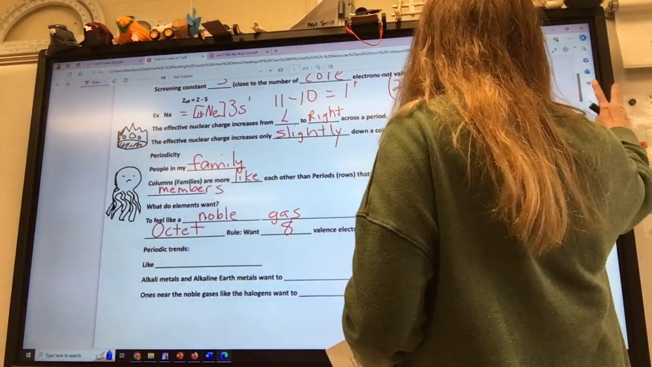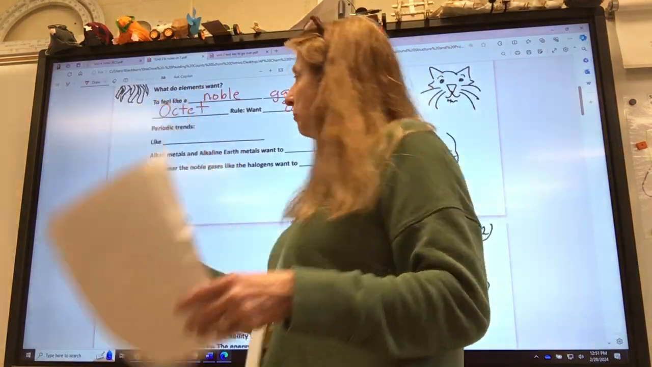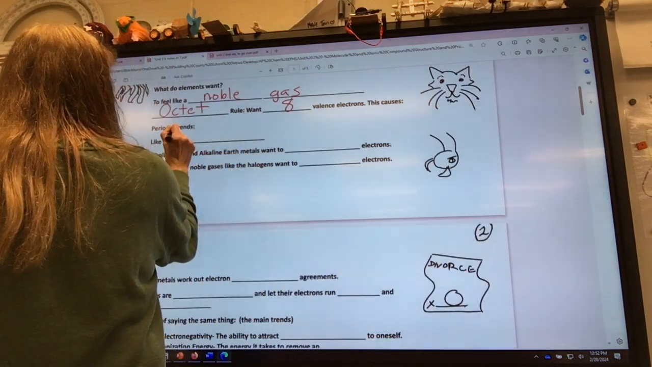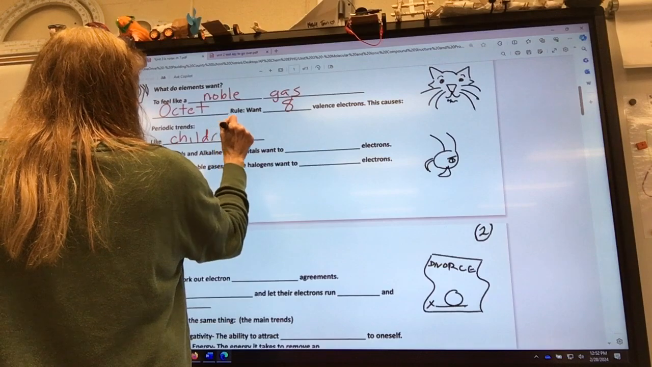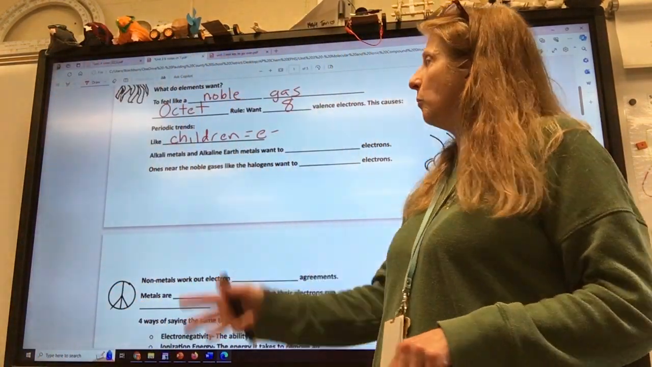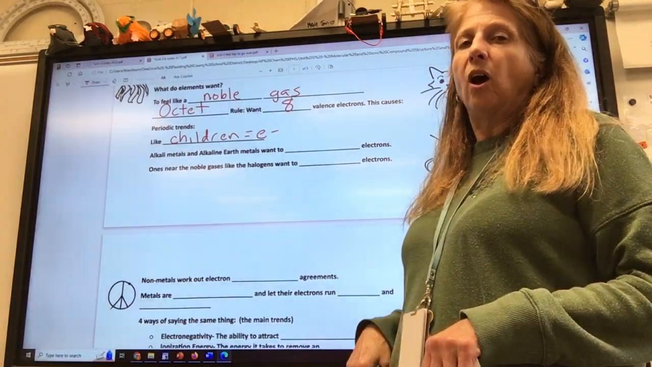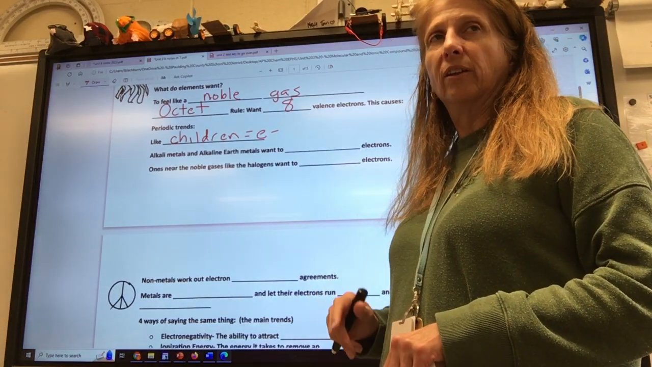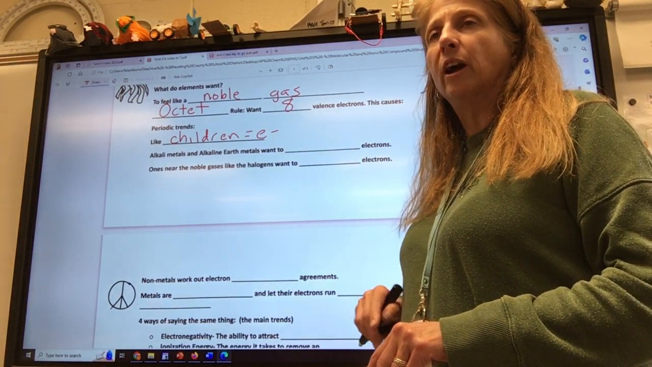Okay, periodic trends. So if we know what all the elements want, and if we can think of them, it's just sort of an analogy that works really well, that if we think of our electrons like children, our electrons are children, and we're going to think about what happens to them. Okay, so alkaline metals and alkaline earth metals are bad parents, and they do not want their valence electrons. They want to get rid of them. So these are our parents who are putting their children up for adoption.